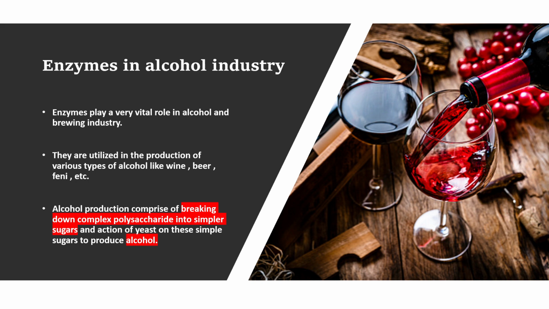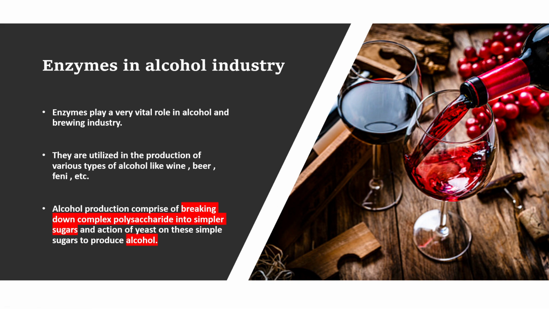Even in our old historic textbooks, we have such things. The production of alcohol, what we call som in Sanskrit. Correct. Enzymes play a very vital role in the alcohol and brewing industry. They are utilized in the production of various types of alcoholic beverages like wine, beer, fanny, whiskey, rum, sake, and whatnot. Alcohol production comprises breaking down complex polysaccharides into simpler sugars.